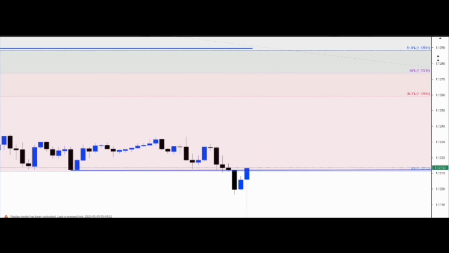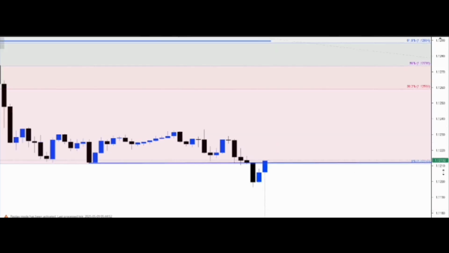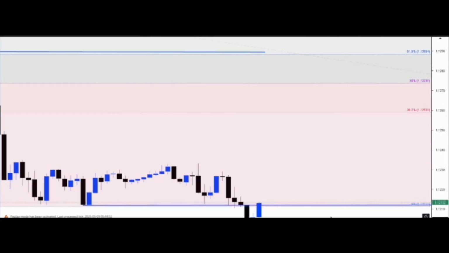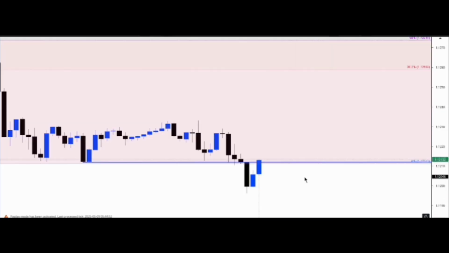So this is the 15M. But how do you trade this now? How do you capitalize on this? Or are you going to wait until price gets all the way to this zone before you take your trade? No, I don't think that is the right way to trade.